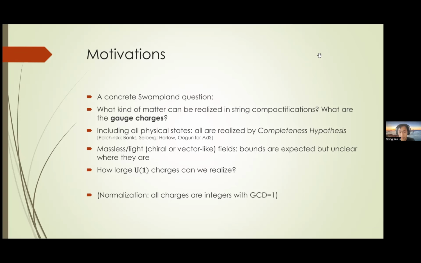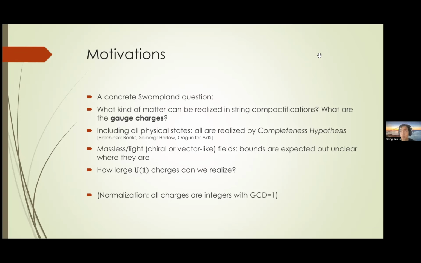In particular, if we include all the physical states in the theory, then there's already the well-known completeness hypothesis, which says that upon gauge charge quantization, all gauge charges should be realized as some physical states in the theory. So that's kind of already trivial to us. But if we restrict ourselves to massless or light fields, maybe chiral fields or vector-like fields, so fields without very large mass, then the problem becomes much more non-trivial.